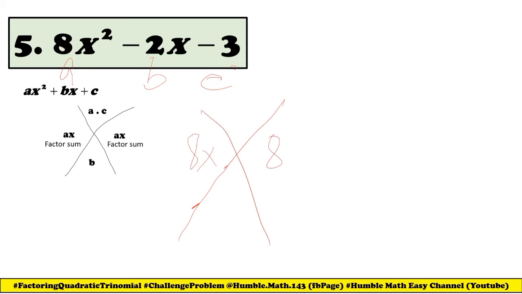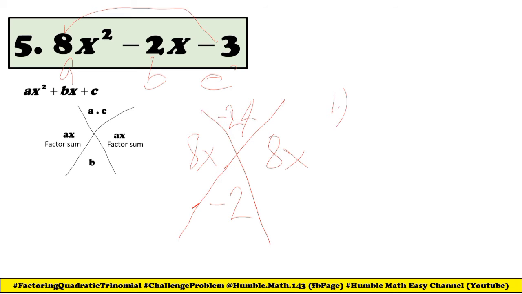8x, since we have ax for the left side value, and our a is 8. Then 8 times negative 3, and so we have negative 24. Then copy here the negative 2. So we're looking for the factors of negative 24 such that their sum should be negative 2.